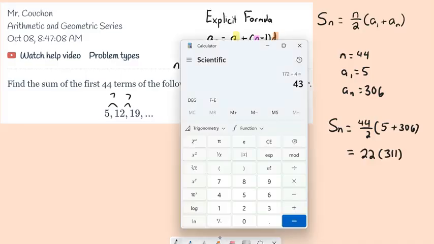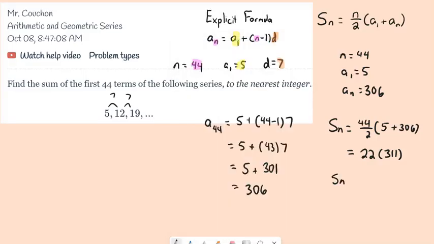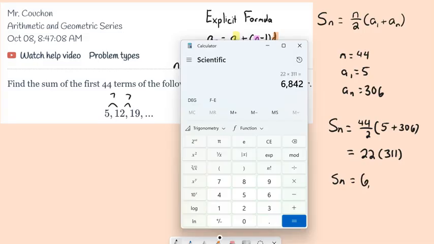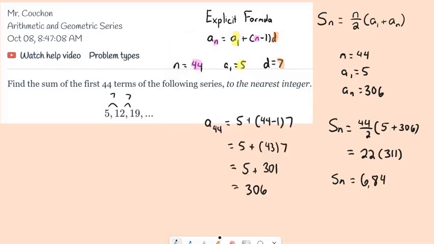And let's get a calculator for this one. We've got 22 times 311. It's going to be 6,862. Obviously, that would have been kind of a long process if we had done that out. So it's much easier to do it with the formula.